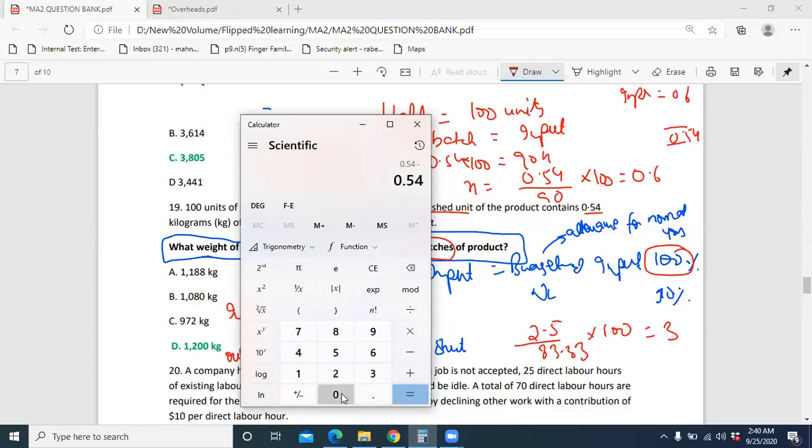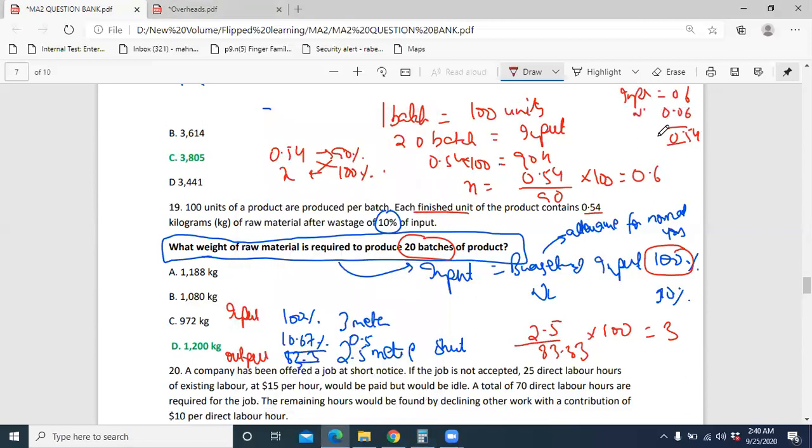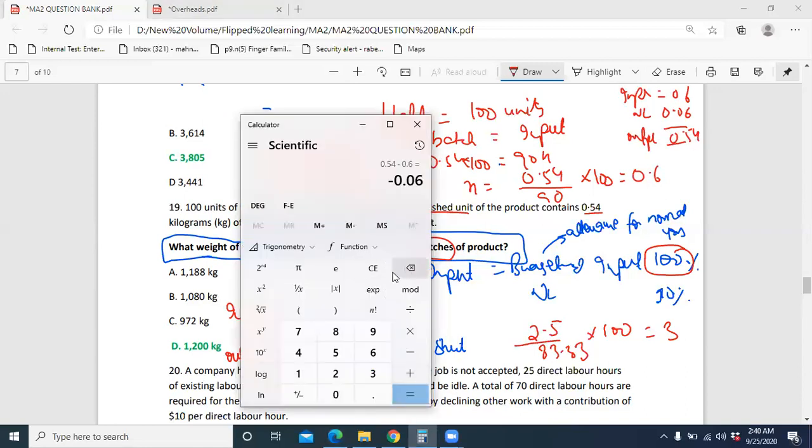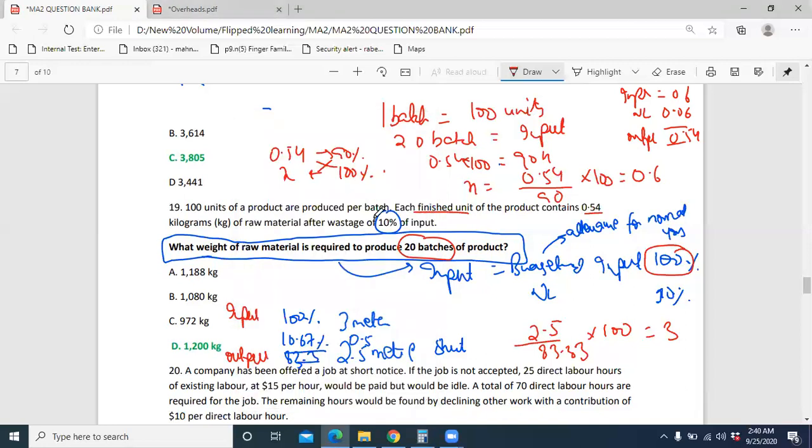The difference is basically the amount of loss. 0.6 minus 0.54. That's the loss of 0.06. That's the loss. And the output of finished good contains 0.54. Okay. So that's the loss. And that loss is what percentage of 0.6? And that makes 10%, right? That's what was given in the question. So normal loss was 10%, 100 was the input quantity, and this is 90%. 0.54 is 90%. So I actually got the 100%.